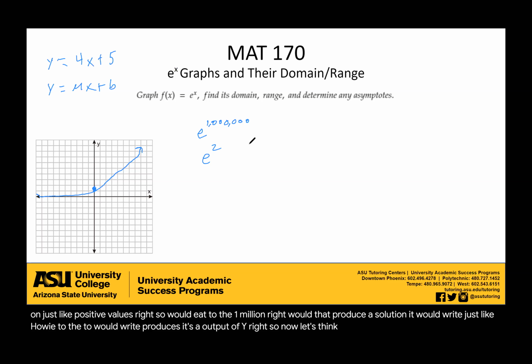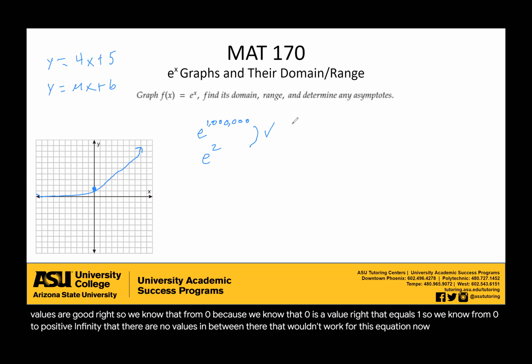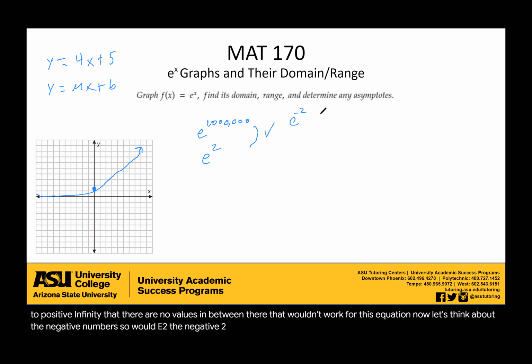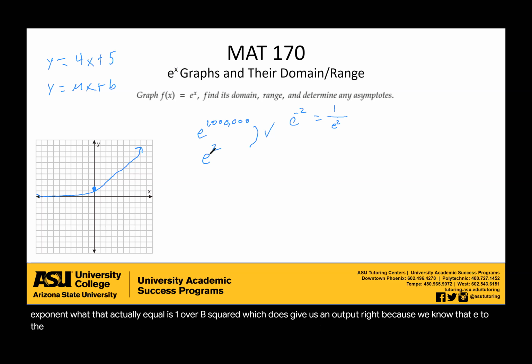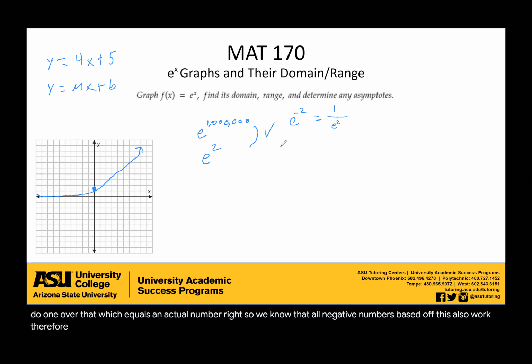It produces an output of y. So we know that all positive values are good. Since 0 gives us 1, from 0 to positive infinity there are no values that wouldn't work for this equation. Now let's think about the negative numbers. Would e to the negative 2 work? Since we have a negative exponent, that equals 1 over e squared, which does give us an output, because e squared is an actual number, and 1 over that is also an actual number. So all negative numbers also work, making the domain of e to the x negative infinity to positive infinity.